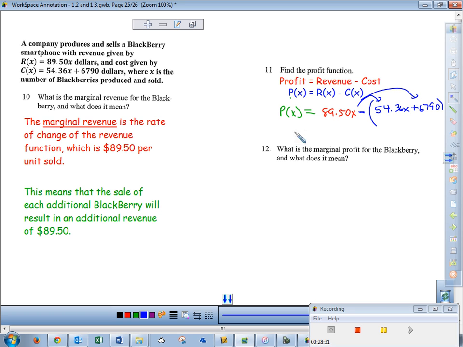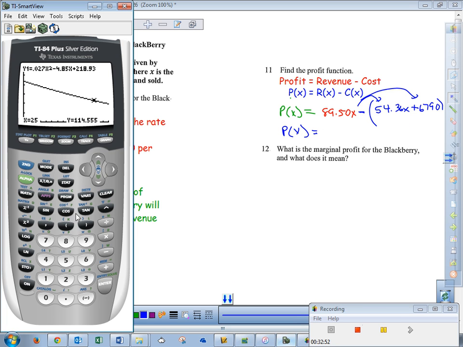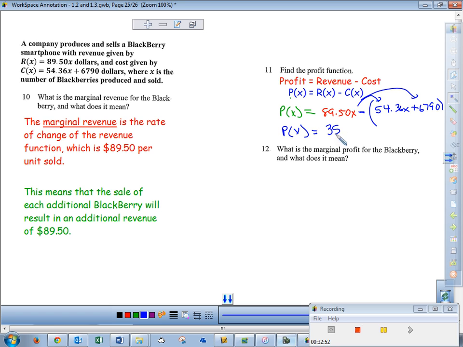And then you've got to distribute the negative through a little bit right here. You can do a bunch of things at one time. You can take 89.50 minus 54.36. 89.50 minus 54.36, and that's 35.14. Is that the right number? 35.14x. And then you really have negative 6790 because you had to distribute the negative.